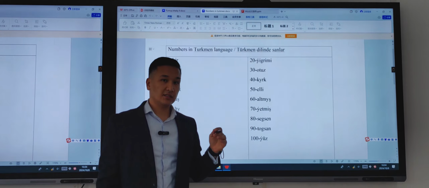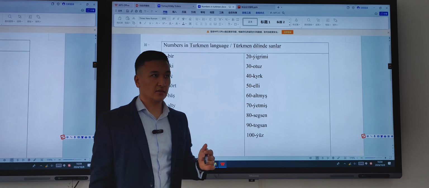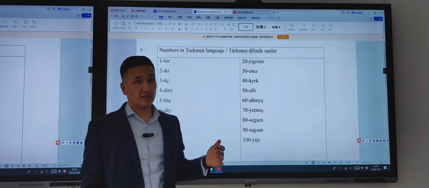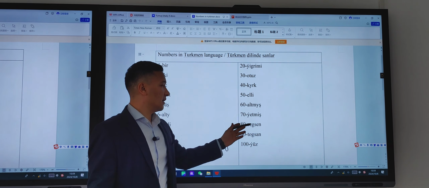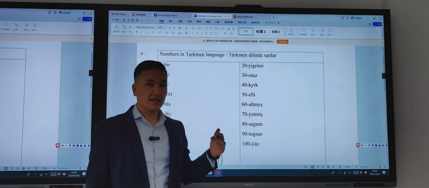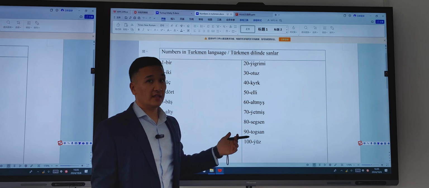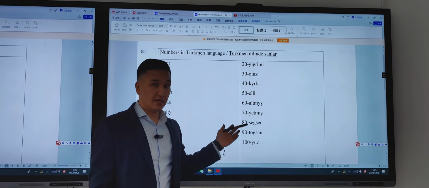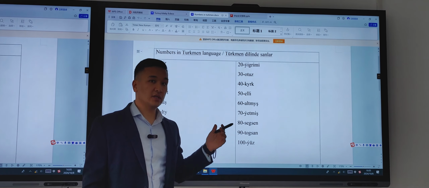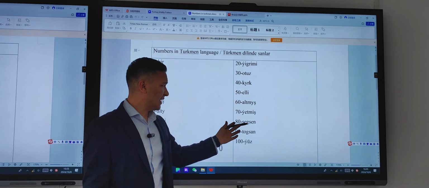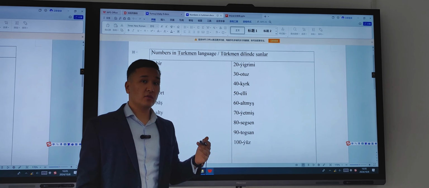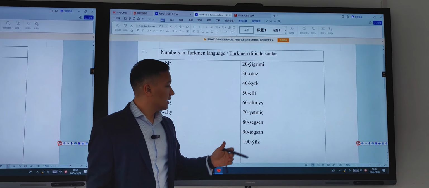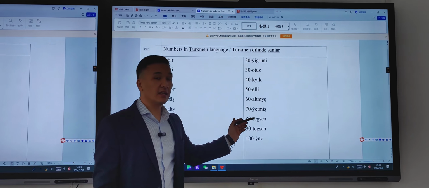Pay attention, we do not read it as seg, sen. No. Many foreigners make a mistake here. They read this g as a g. I told you before that when we have g, this letter, in the beginning of the word, we read it as a g. But in the middle of the word, we read it as an r. So, ferfen, ferfen.